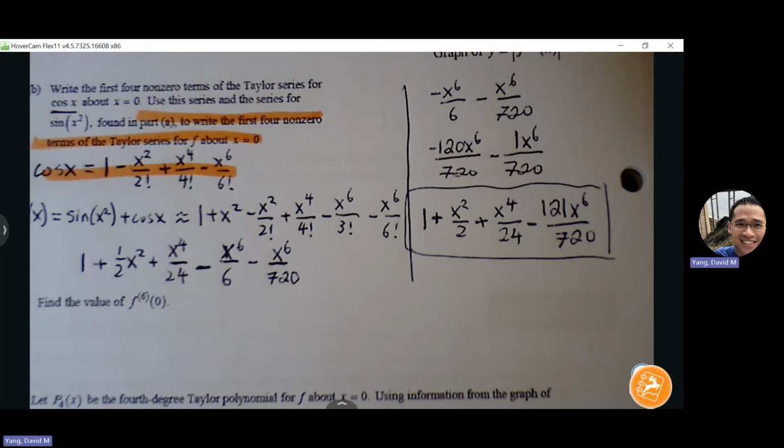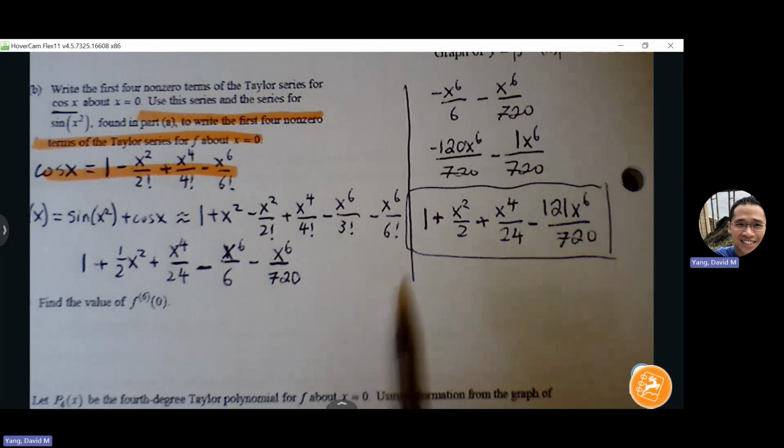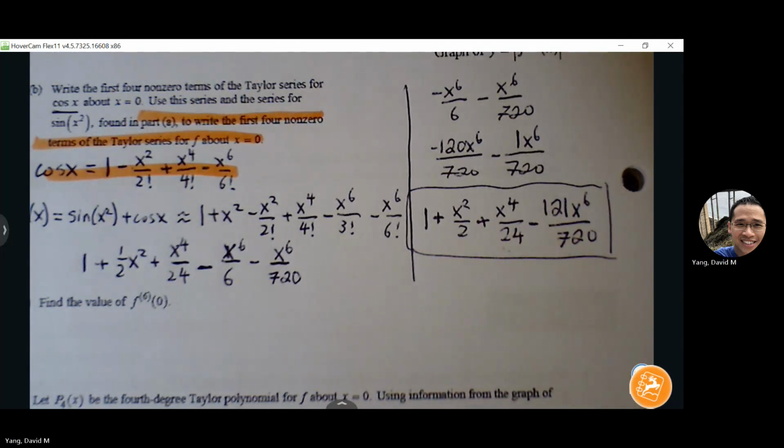Do they have a preference for like leaving factorials in the denominator? No, I think either is fine. Okay. Yeah, on my key, I showed even on the AP key, it may show 6 factorial. Yeah, that's fine. Either is fine.